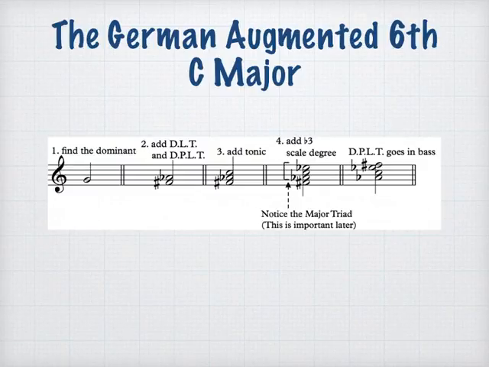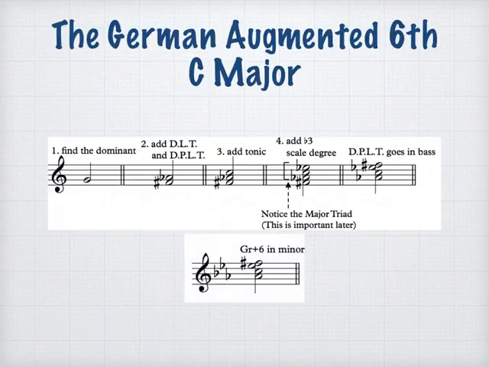This is going to be very important later on. Always know that you have a major triad in the German augmented sixth. Again, the Phrygian leading tone goes in the bass. So the A flat will go in the bass when we start to part write. And here is how it looks in minor. Again, all of the accidentals are in the minor key. So the F sharp is the only accidental that you add when you're writing the augmented sixth in the minor key.